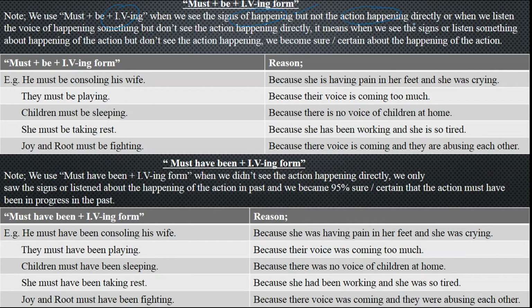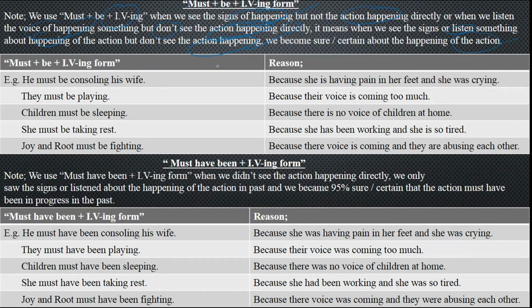Or when we listen to the voice of something, you are not sure whose voice you are hearing and you just give your own logical proofs about it, your own prediction. You don't know the reality of something, and you don't see the action happening. You just see the signs of that action having happened. When we see the signs or listen to something about the happening of an action but don't see the action happening, we have just got the sign of the action. We become sure or certain about the happening of the action.